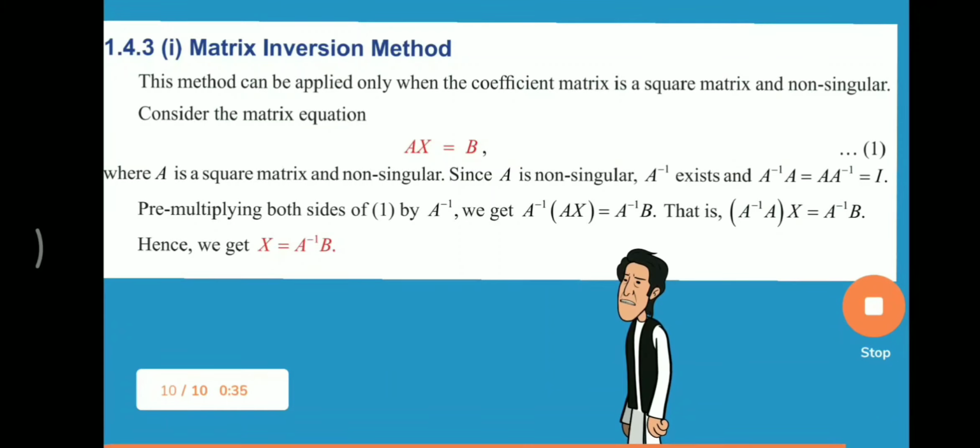Matrix inversion method. This method can be applied only when the coefficient matrix is a square matrix and non-singular. Consider the matrix equation AX is equal to B, where A is a square matrix and non-singular, then A inverse exists, and A inverse into A is equal to A into A inverse is equal to I. Pre-multiplying by A inverse, we get the equation X is equal to A inverse into B. This is called the matrix inversion equation.